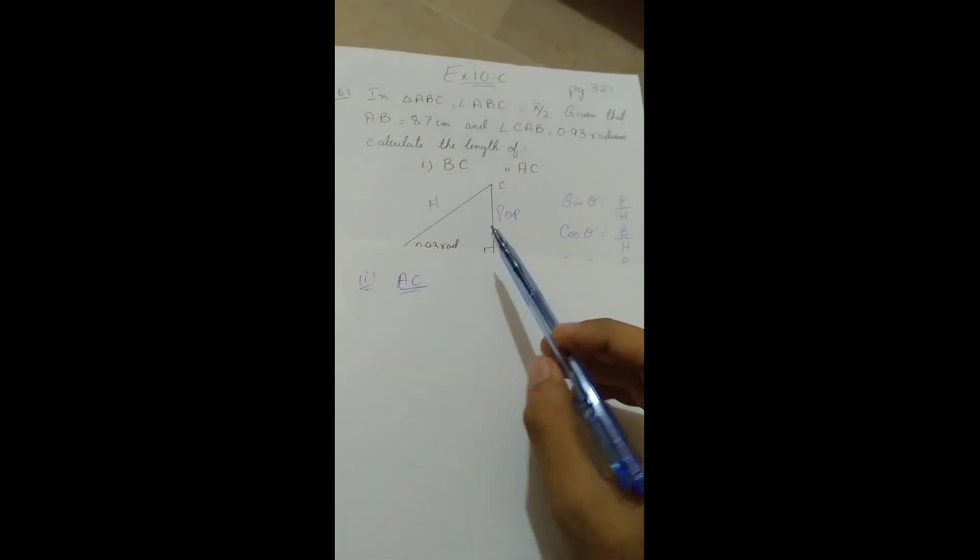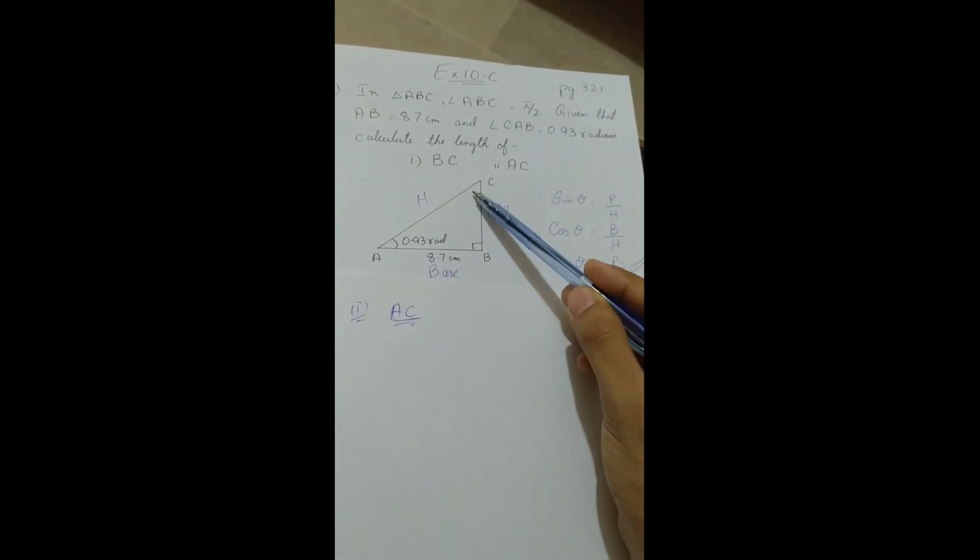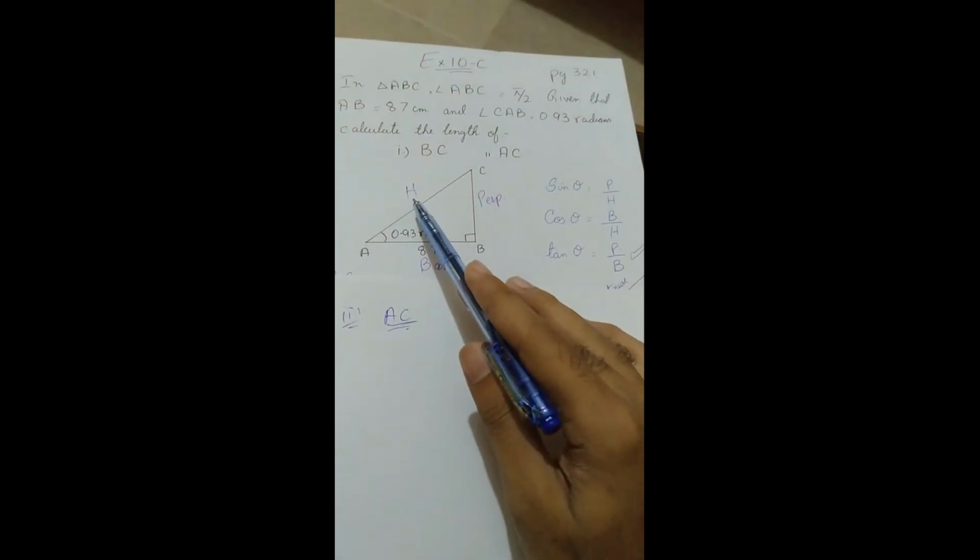Okay, now we are on to part number 2 here. Segment AC we have to find. AC, as you can see here, is this segment, the hypotenuse, and the base we all know here. So I will use the formula which contains base and hypotenuse. Base and hypotenuse, you can see here, base and hypotenuse. Yes, here base and hypotenuse. So I will use the formula for cos here.